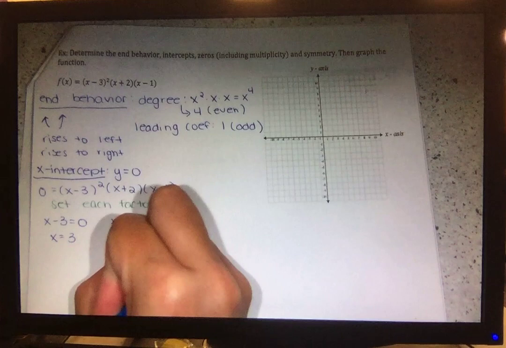So we have x minus 3 equals 0. Solving that, getting x by itself, we get x equals 3. X plus 2 equals 0. Solving that, we get x equals negative 2. X minus 1 equals 0. Solving that, we get x equals 1. So those are our x-intercepts. Depending on if it wants it as a point, we'd have 3, 0, negative 2, 0, and 1, 0. I'm going to go ahead and plot those. So 3, 0, negative 2, 0, and 1, 0.